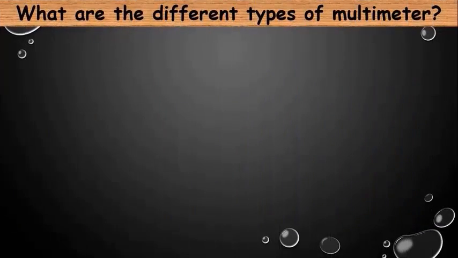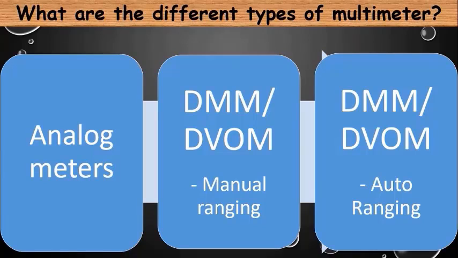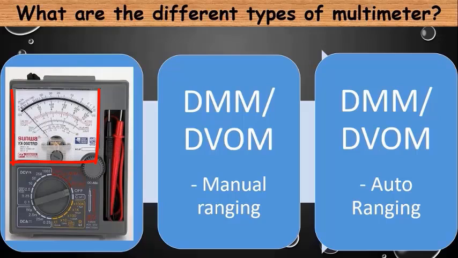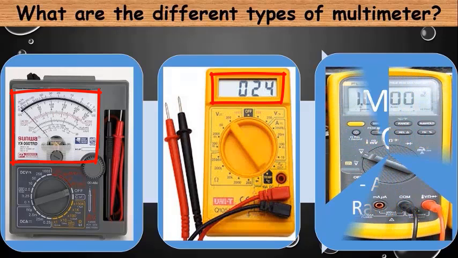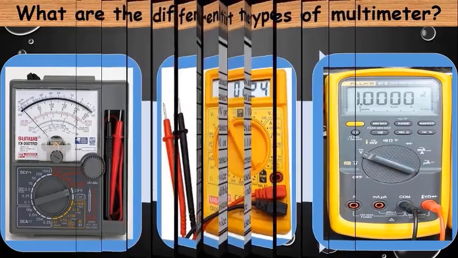There are three different types of multimeters used nowadays. This includes analog meters that use a measuring scale and a pointer on the display, the manual ranging digital multimeter or the digital voltmeter, which uses an LCD to display measurements, and the auto-ranging digital multimeter, which has more improved features for easier testing and measurement experiences.